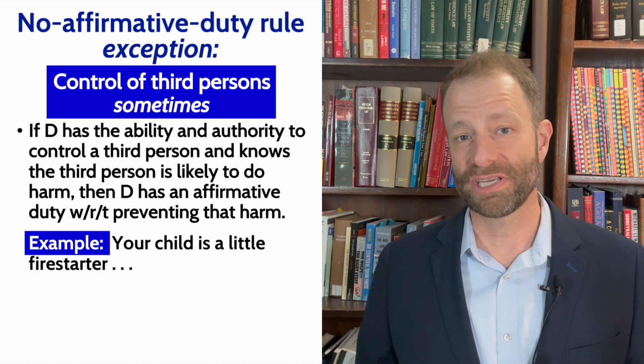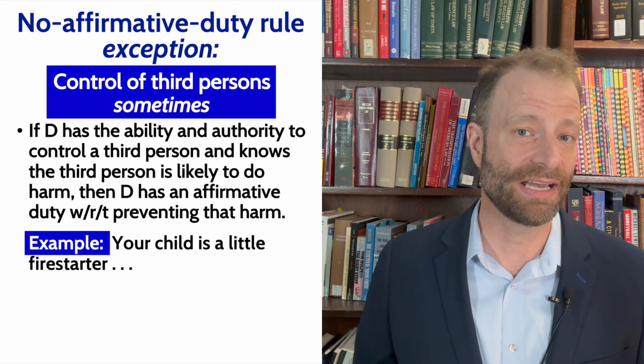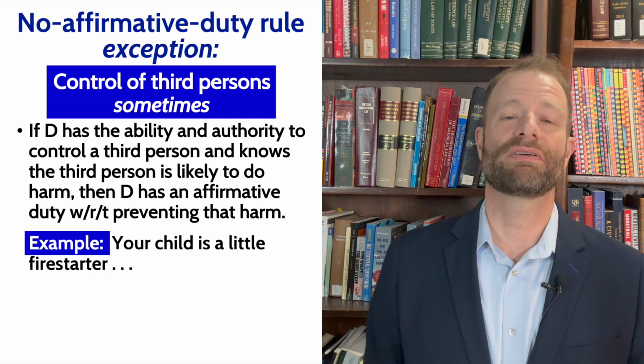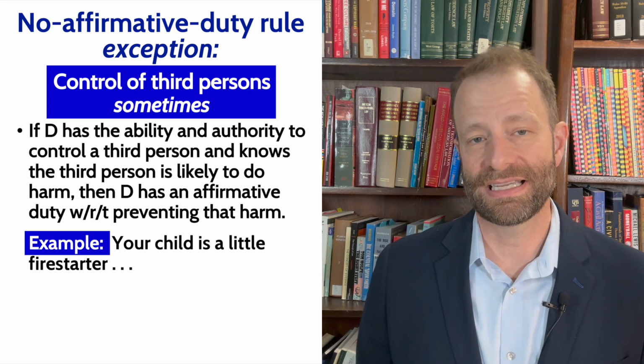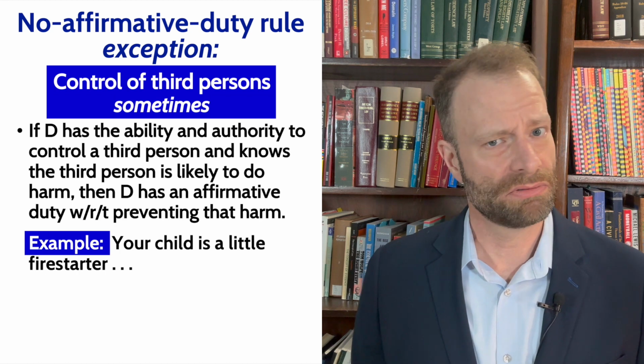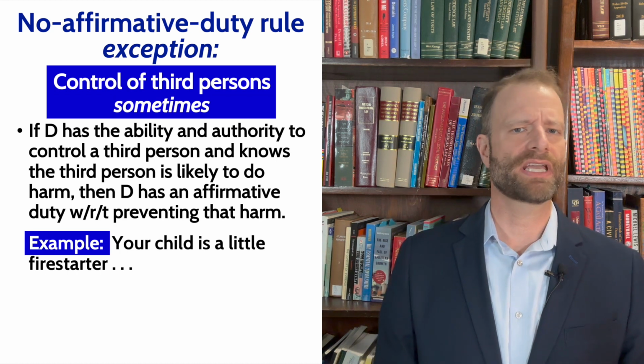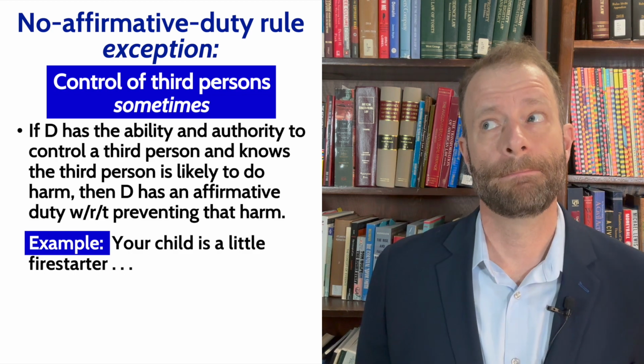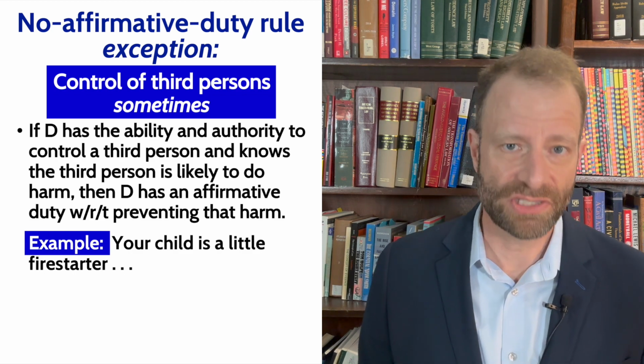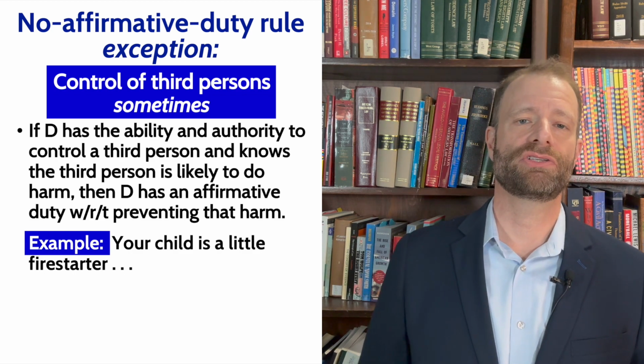You have the ability to control them, you have the authority to do that, and you know they're likely to do harm. You have an affirmative duty to step in and stop your little fire starter. Adorable fire starter. Nothing against your kid, very adorable. But you have a duty to step in and control them to prevent them from doing harm. But to be clear, generally there's no duty to control the behavior of third persons. Just if you have the ability and authority and you know that they're likely to do harm.